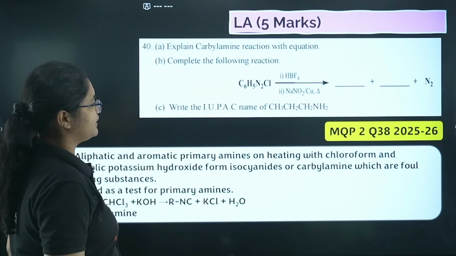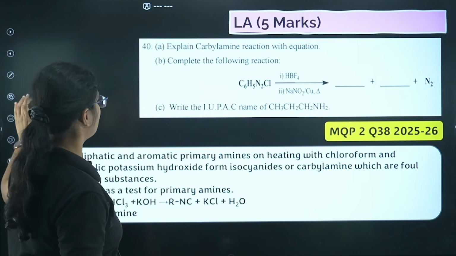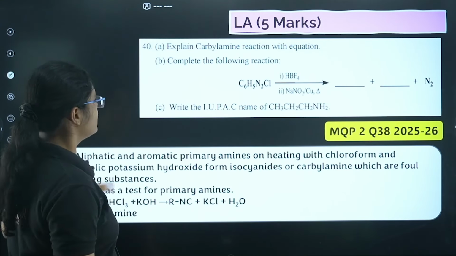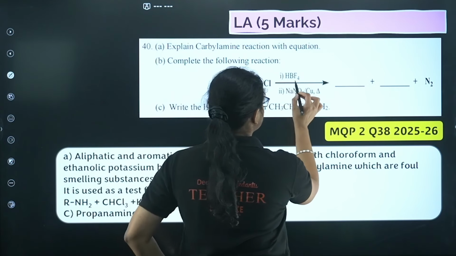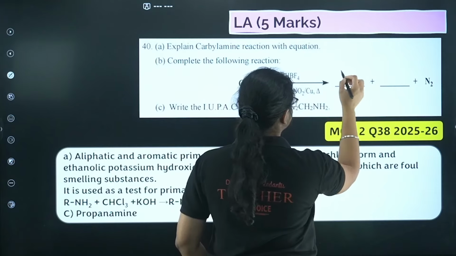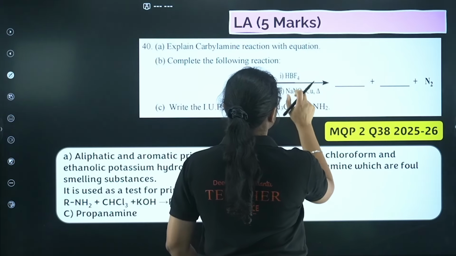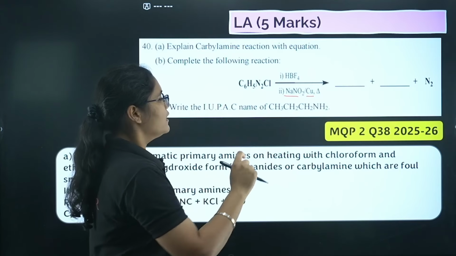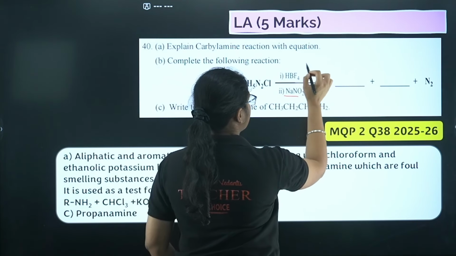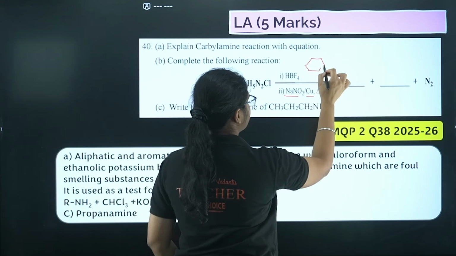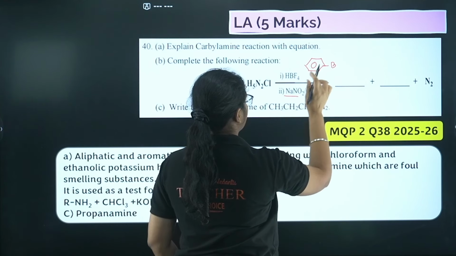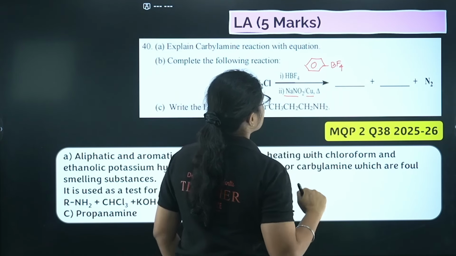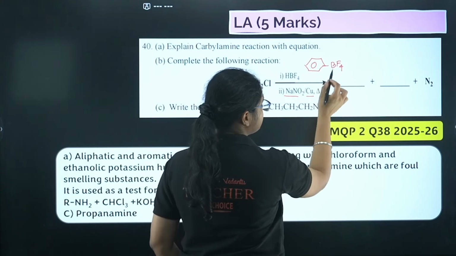Complete the following reactions. So let us complete this part. When you have this one, C6H5N2Cl, first you will get, HBF4 is there, then NaNO2 and Cu you are treating with. The intermediate formed on adding HBF4 will be something like this. Now this BF4 is added.